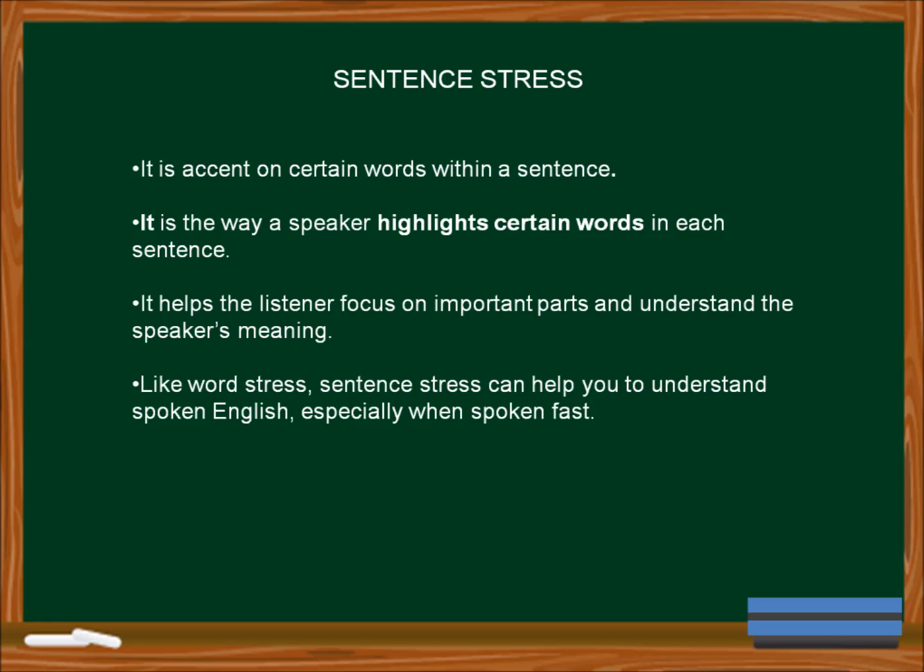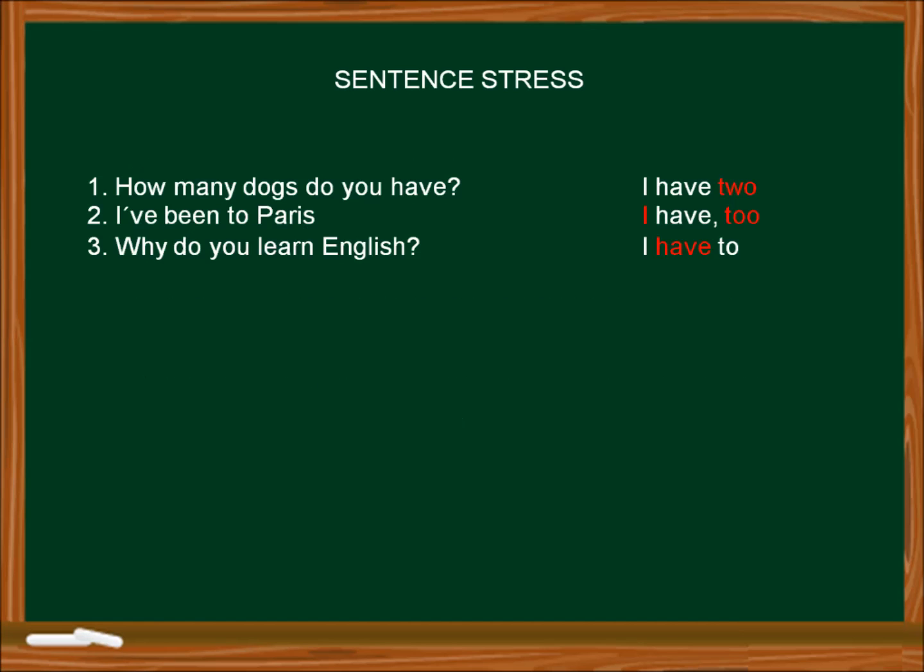Like word stress, sentence stress can help you to understand spoken English, especially when spoken fast. In this example, we have different sentences depending on the word that is stressed. How many dogs do you have? I have 2. I've been to Paris. I have 2. Why do you learn English? I have to.